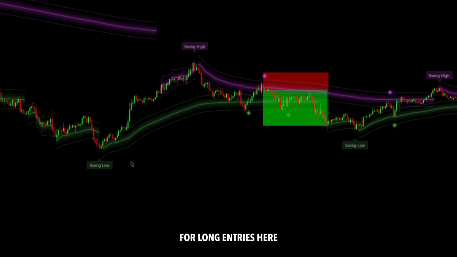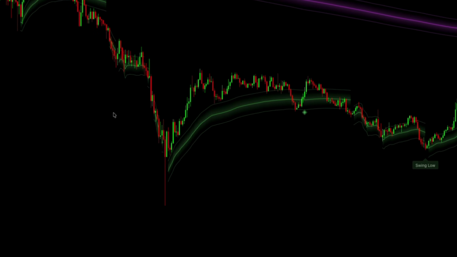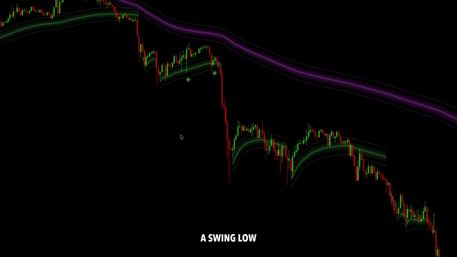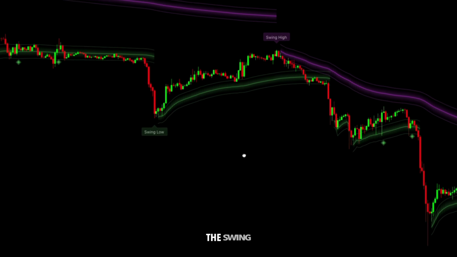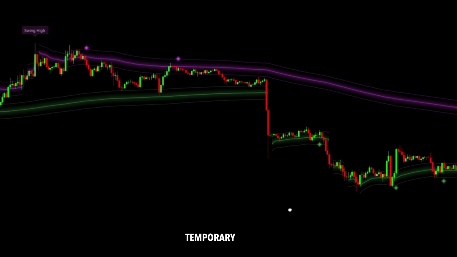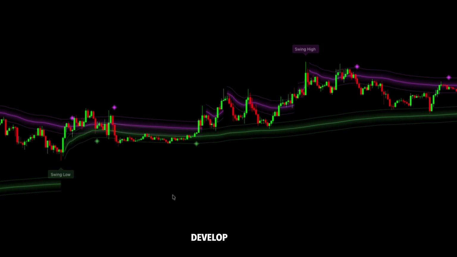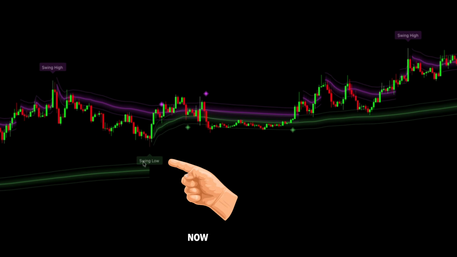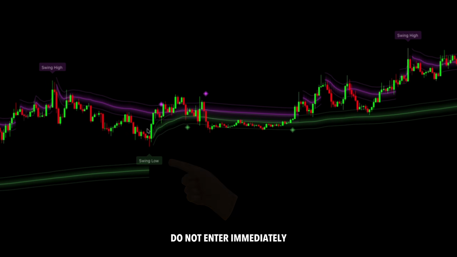For long entries, here is what you are looking for. First, the market forms a swing low. This is confirmed by the swing low label appearing on your chart. This tells you that price has found a temporary bottom and is beginning to develop upward. Now you wait. You do not enter immediately.